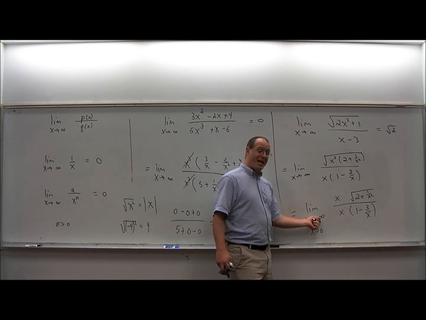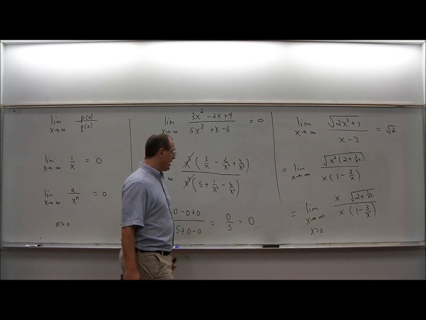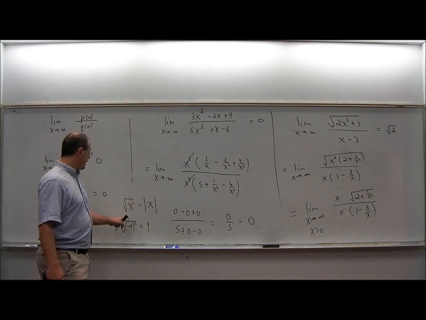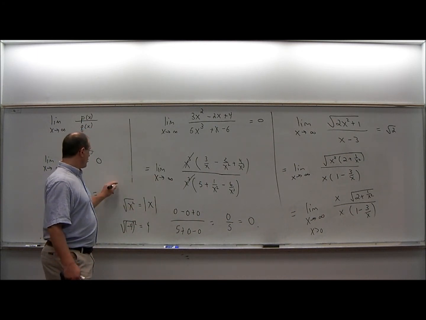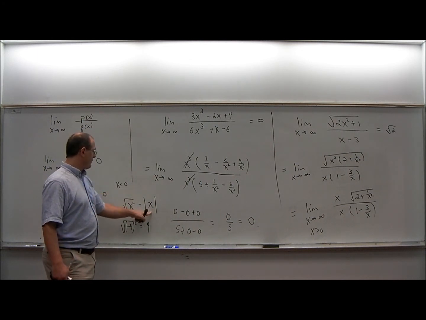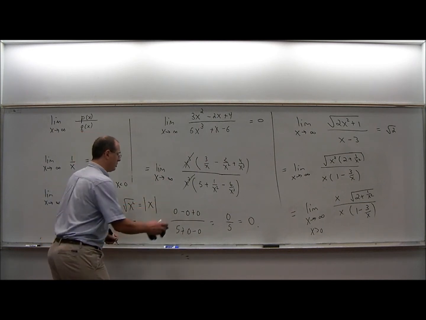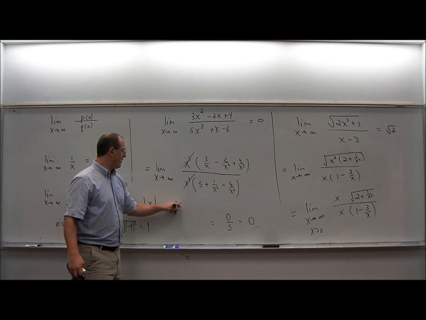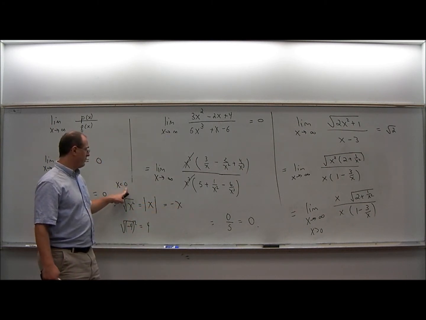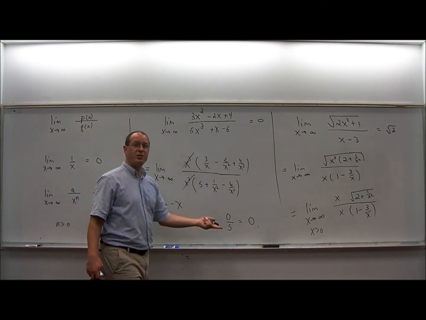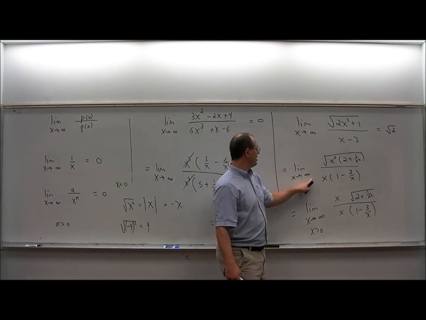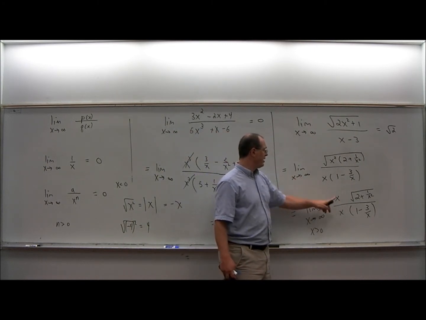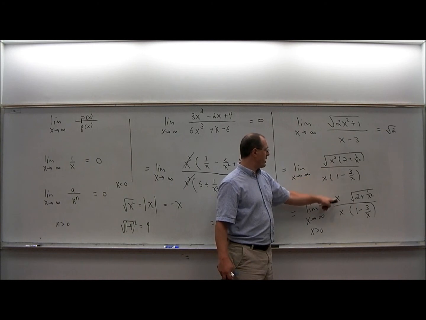If x were going to negative infinity, that would change things. If x were going to negative infinity, then if x were negative, the absolute value of x would equal, what would that equal? That would equal negative x. If x were negative, then negative x would be positive. Okay, but in our problem here, x was going to positive infinity, so the square root of x squared is x.